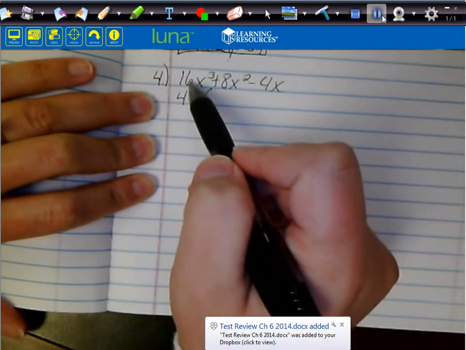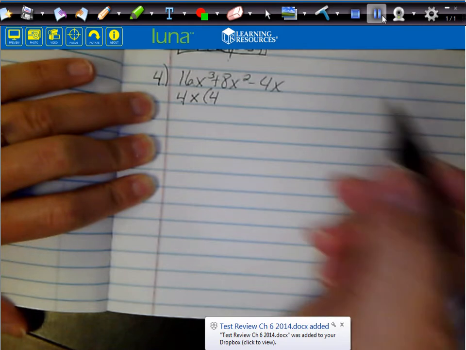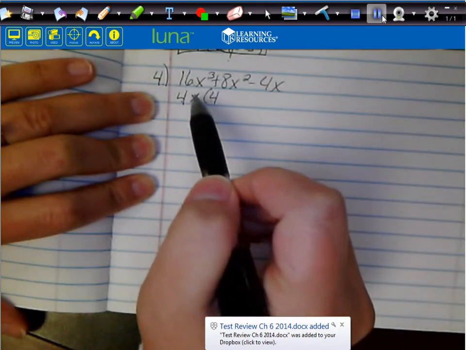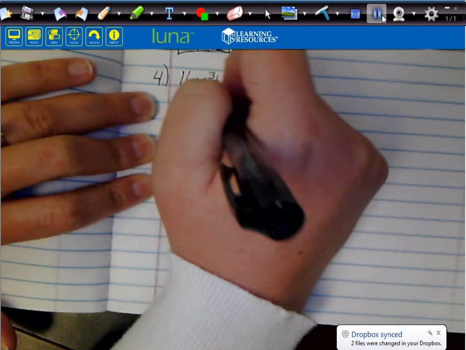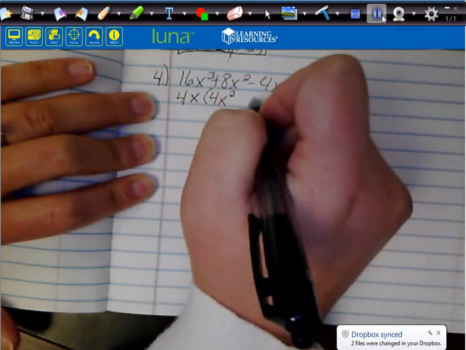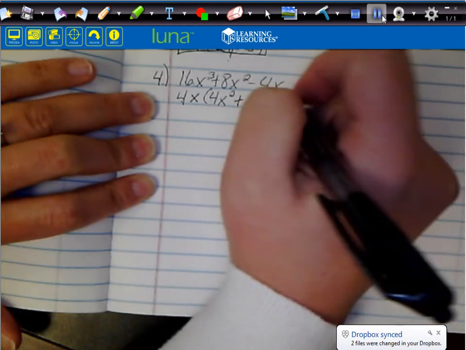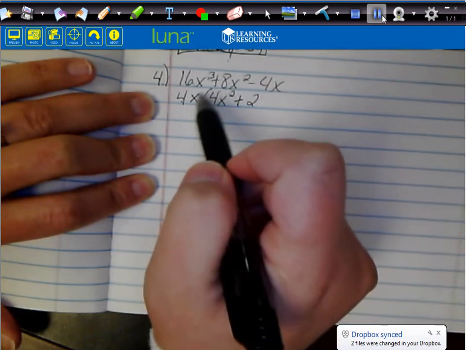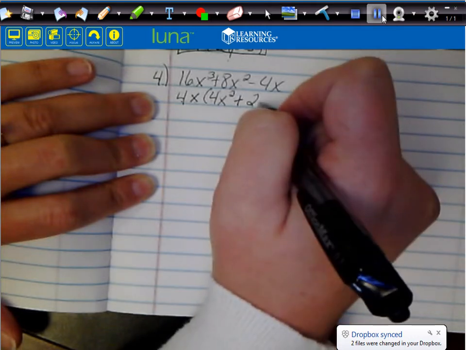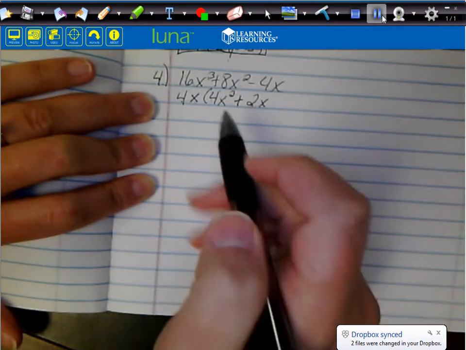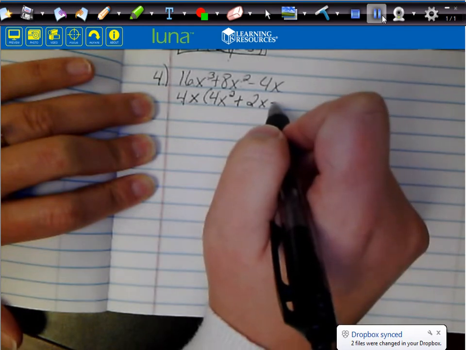So then I'm going to do my parentheses. I'm going to say 16 divided by 4 is 4, or 4 times 4 is 16. Here I had 3 x's, but I took one of those x's out in front. So I have 2 left, so that would be x squared. Then I'm going to say 8 divided by 4 is 2, or 4 times 2 is 8. I had 2 x's here, but I took one of them out, so I have 1 x left, because when I go back to distribute, x times x is x squared.